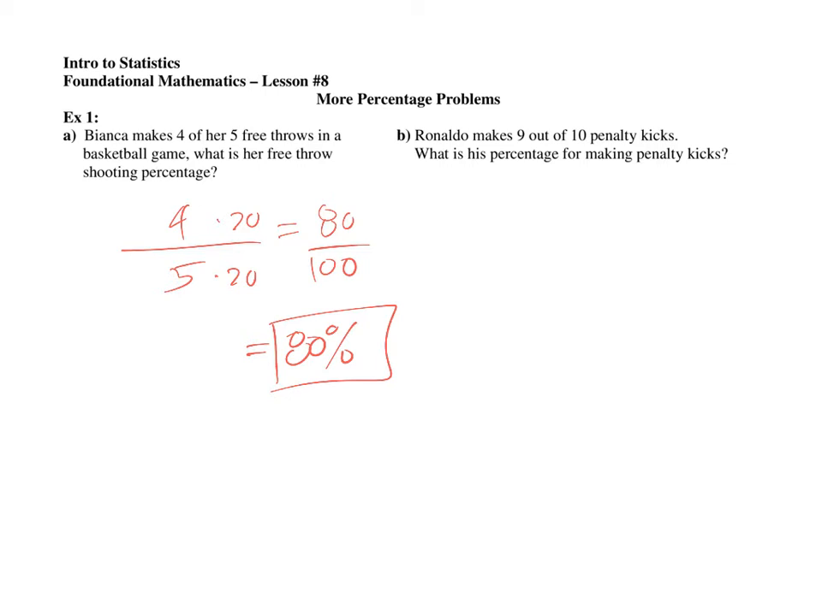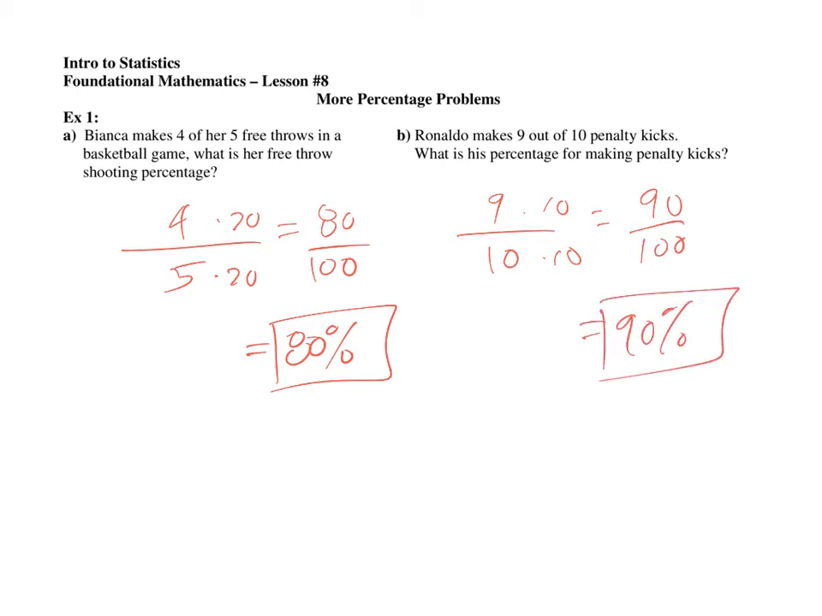All right, part B. Ronaldo makes 9 out of 10 penalty kicks. What is his percentage for making penalty kicks? All right, so the total on the bottom, he took 10 penalty kicks, and he made how many? 9. All right, so just multiply top and bottom by 10. We have 90 over 100, which is 90%. All right, that's also a very good penalty kicks percentage.